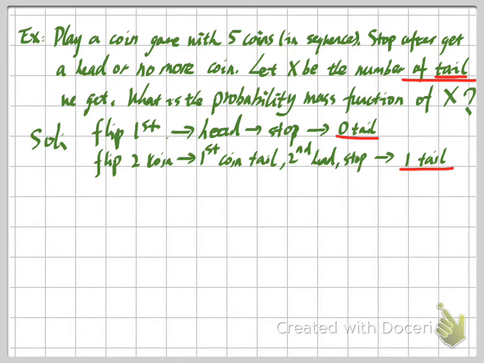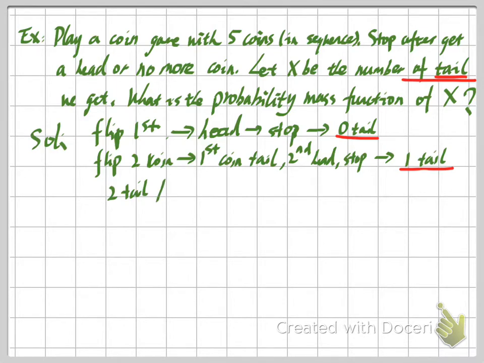Then we can continue to think about what will happen. If we flip the first coin and get a tail, then flip the second coin and get a tail again, we can continue to flip the third coin. If the third coin is a head, that means we have two tails. So in this question, we can continue: two tails from the first two coins, and then the third coin gets a head.